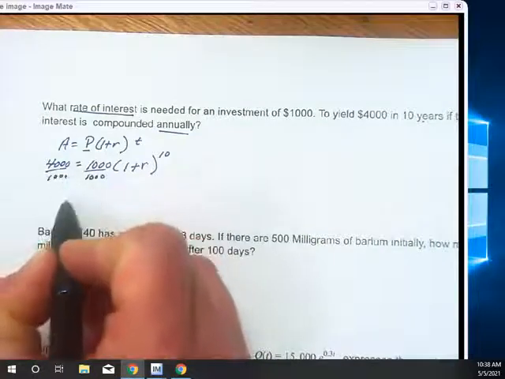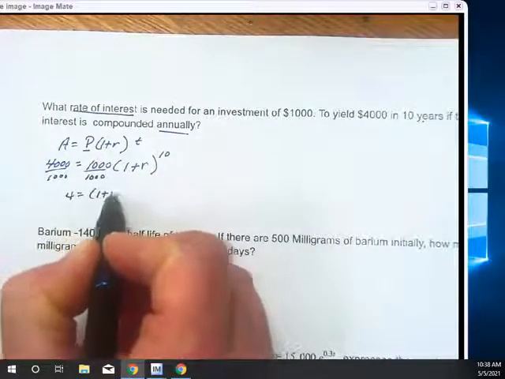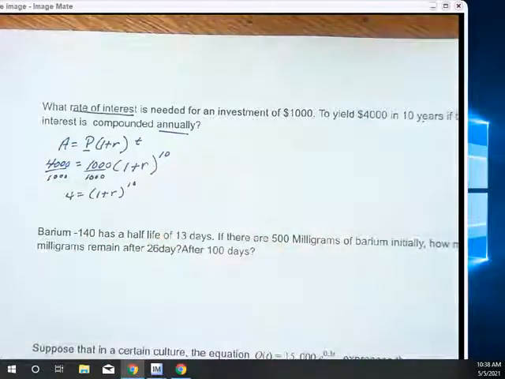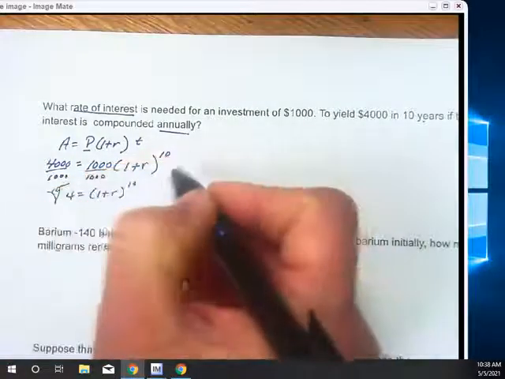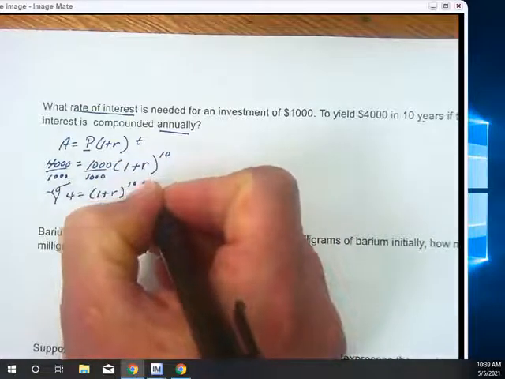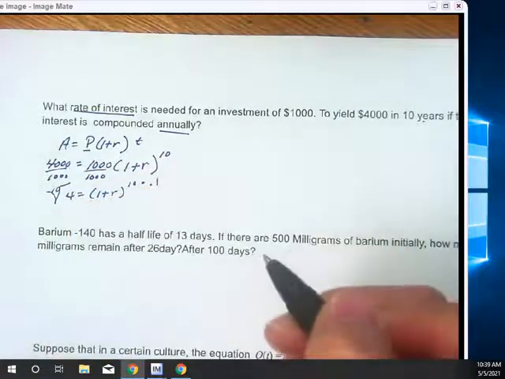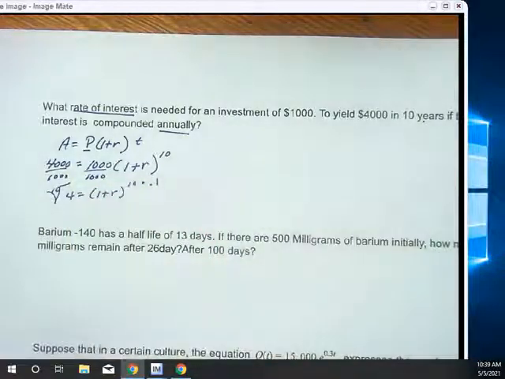Divide by 1,000. How do you undo a 10th power? How do you undo a square? So if it's a 10th power, how do you undo a 10th power? The 10th root. Okay? And there's two ways you can do that. You can say the 10th root of, or you can multiply the number by 0.1. So it's the same thing.